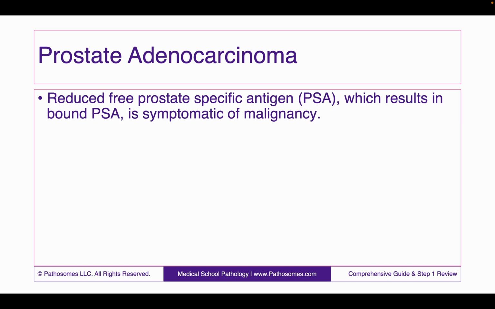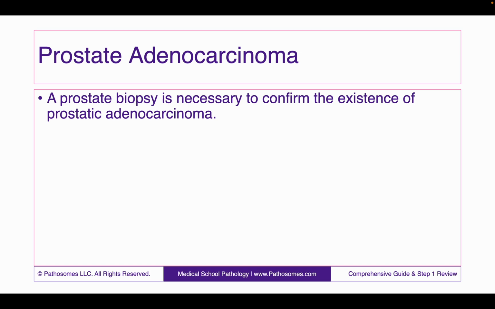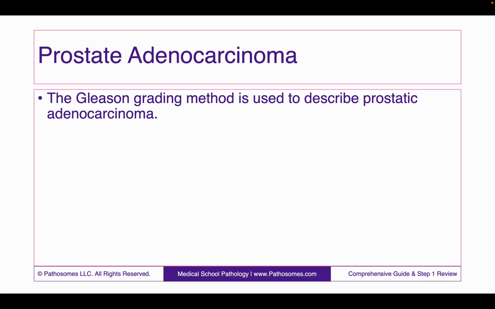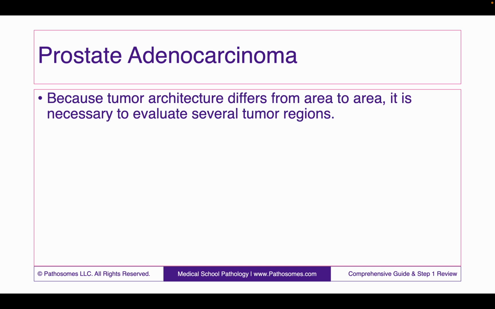Reduced free prostate-specific antigen, which results in bound PSA, is symptomatic of malignancy. A prostate biopsy is necessary to confirm the existence of prostatic adenocarcinoma. Histology of prostatic adenocarcinoma shows the presence of tiny invasive glands with noticeable nuclei. The Gleason grading method is used to describe prostatic adenocarcinoma. Because tumor architecture differs from area to area, it is necessary to evaluate several tumor regions.